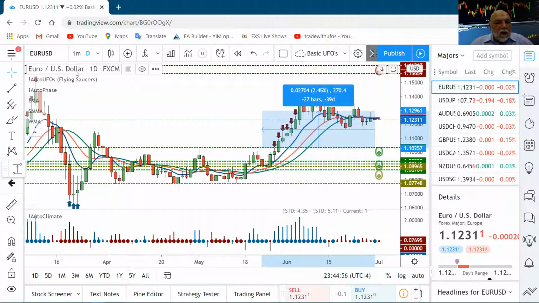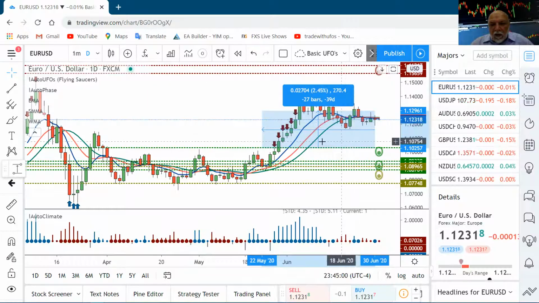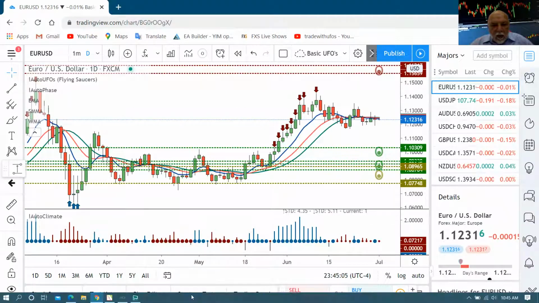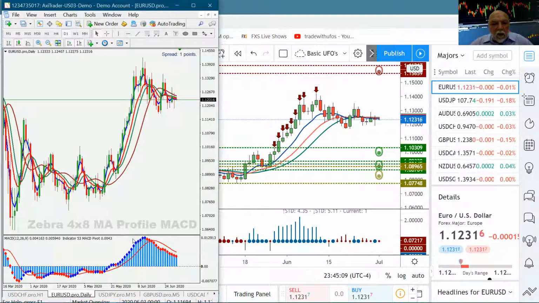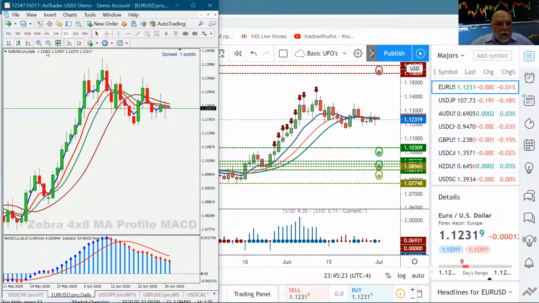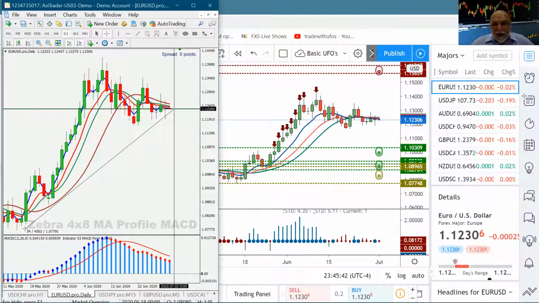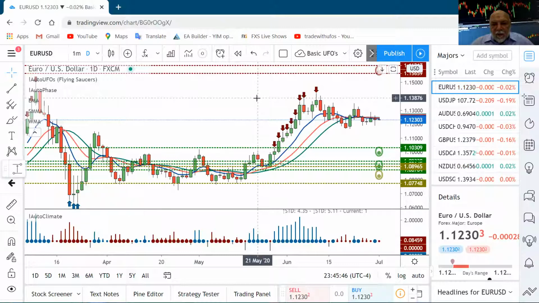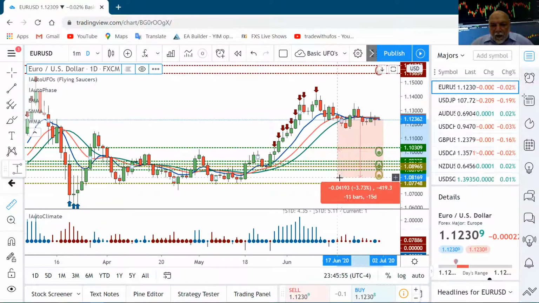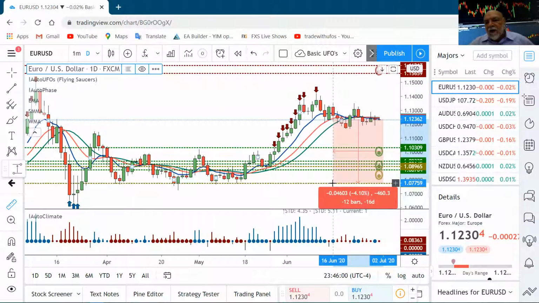US dollar daily. Euro Pro daily. For some reason, measuring from current down to here, this tells me that there are 450 pips to the bottom there. And this measuring tool from here down to here, yes, 460, that's there. So it does match up.